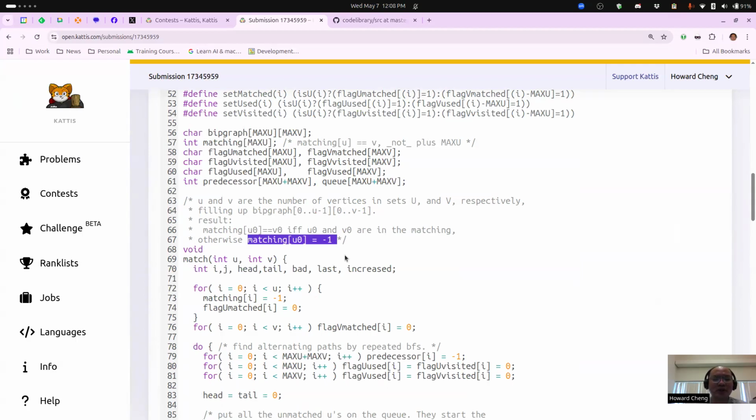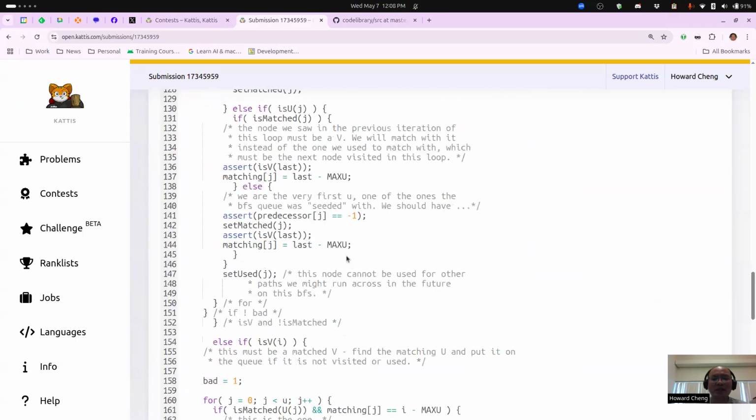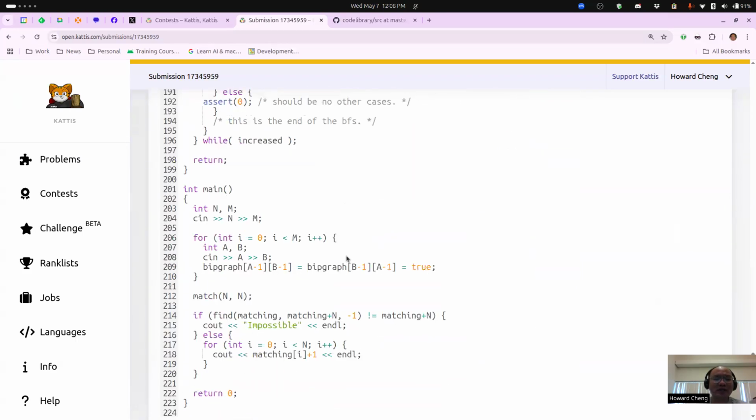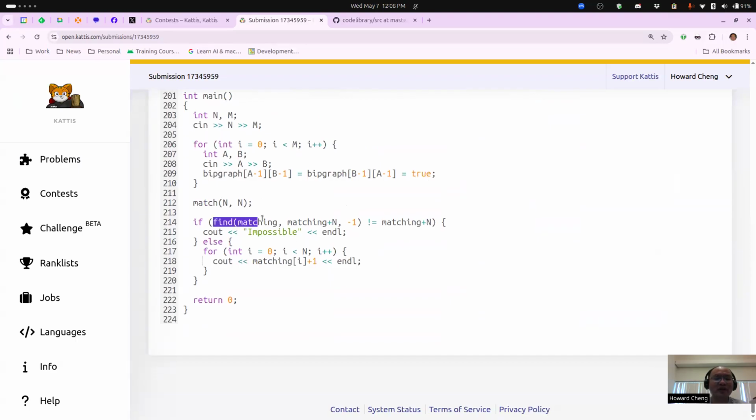So basically, I want to know if there's anybody with a -1 matching, meaning somebody doesn't know where to shoot. So I look in the matching array and find -1, using the STL find function. If I can find -1, then it's impossible. Otherwise, I print out who they're supposed to be shooting at, remembering that my IDs are from 0 to 999, so I have to add 1 back.